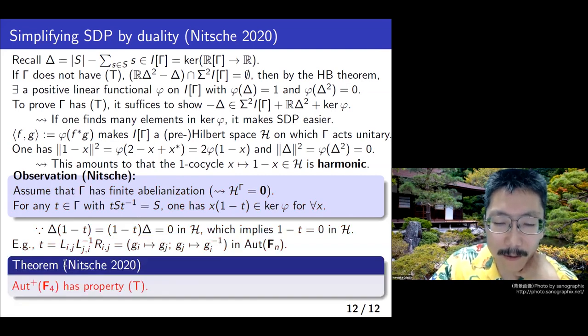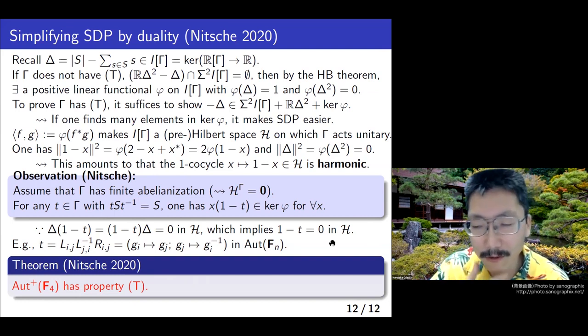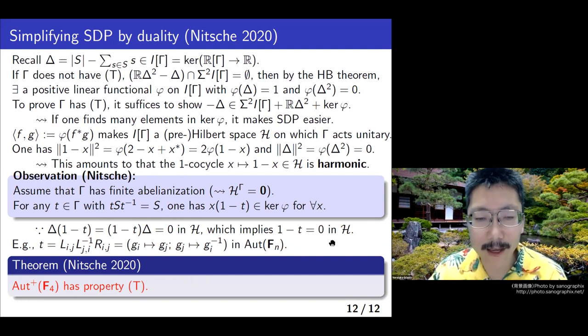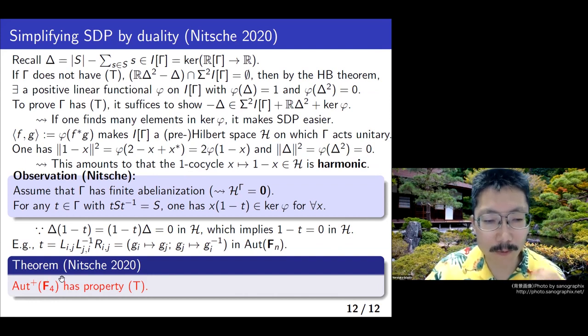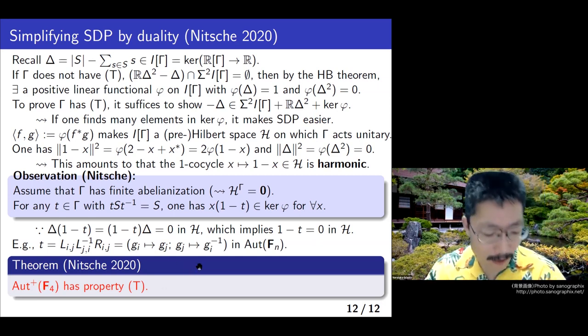He checked on something larger than the ball of radius 2. This is by contradiction, so his proof gives you only property T and not the constant, but anyway, it proves that the automorphism group of the free group on 4 generators has property T. So all cases are solved by now.